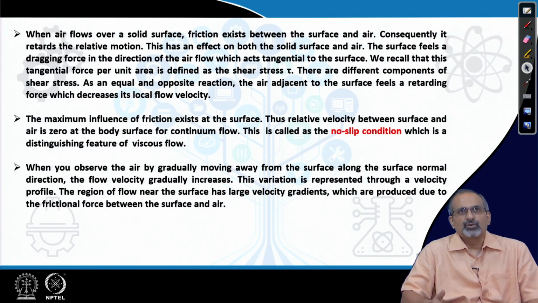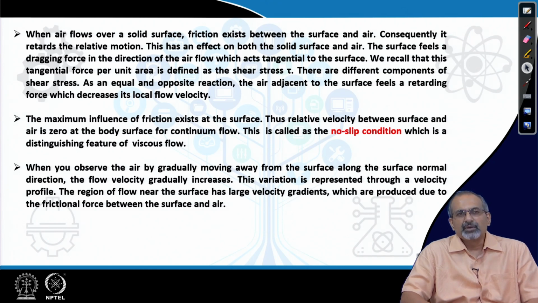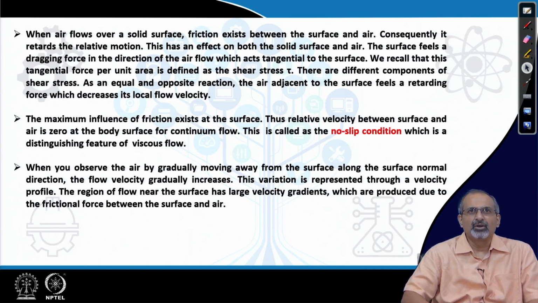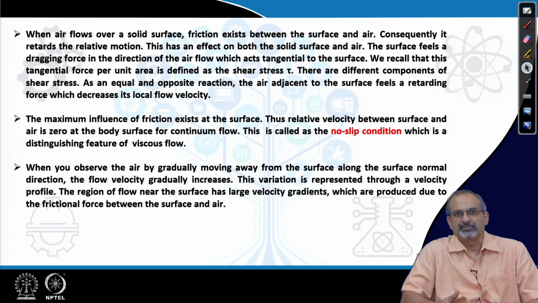Now, when air flows over a solid surface, friction exists between the surface and the air. In fact, friction exists also between different layers of air. Consequently, it retards the relative motion between the air and the solid surface. This has an effect on both the solid surface and air in the form of an action reaction pair. The surface feels a dragging force in the direction of the airflow, which acts tangential to the surface.